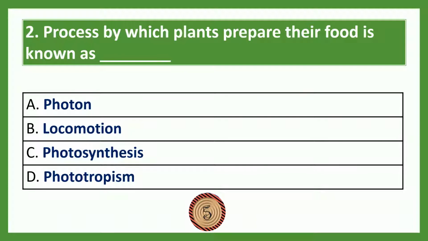Which of the following plants responds to touch? Option A, lily, option B, mimosa, option C, marigold, option D, sunflower. The answer is option B, mimosa. Mimosa is commonly called touch-me-not. This plant folds its leaves when touched or exposed to heat.